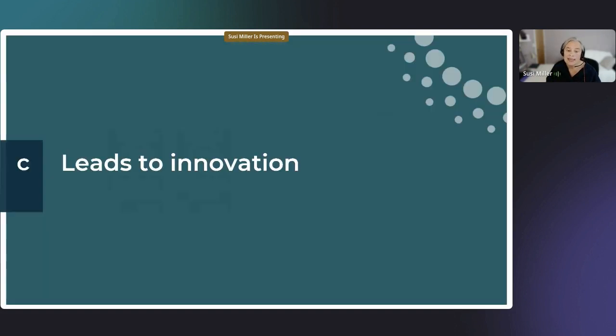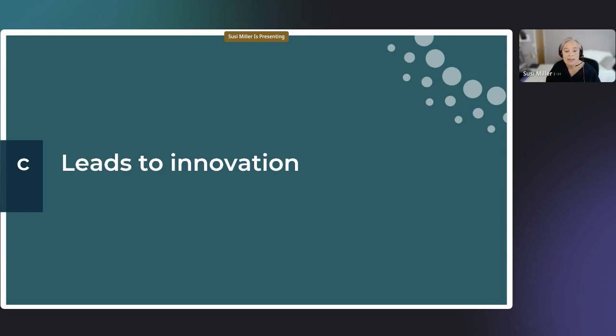Next, one that we're going to have a look at is this leading to innovation. Another hugely important benefit for learning practitioners is that because you have to think differently, it does lead to this idea of being able to design and develop differently and innovatively.